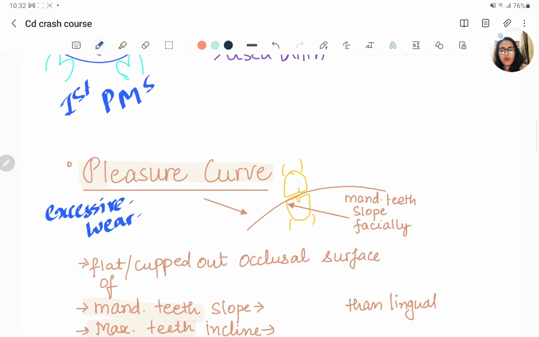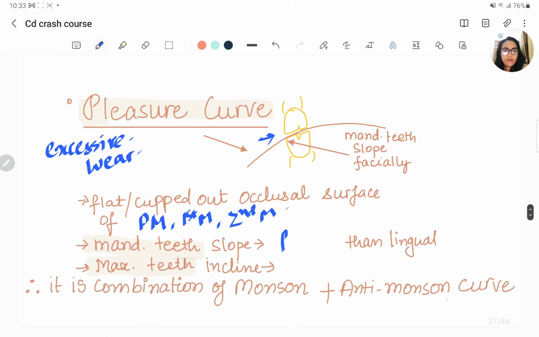So the flat or cusp, you can see these occlusal surfaces are cupped out. So that means they are attrited. They have become flat. So when there are flat or cupped out occlusal surfaces of premolars and molars, premolar, first molar, and second molar, when the mandibular teeth slope facially, as you can see, these mandibular teeth are sloped facially and the maxillary teeth are inclined lingually.